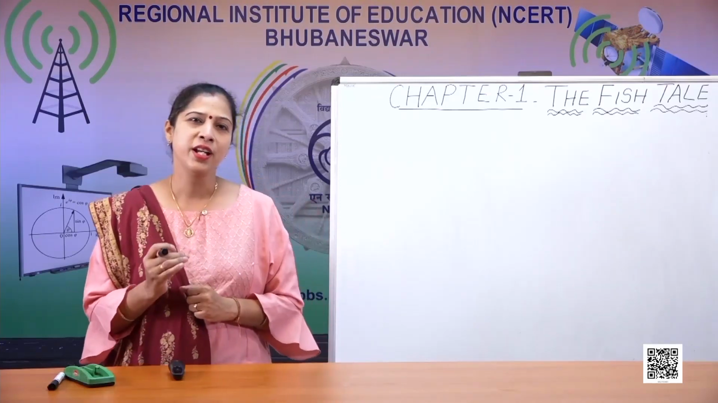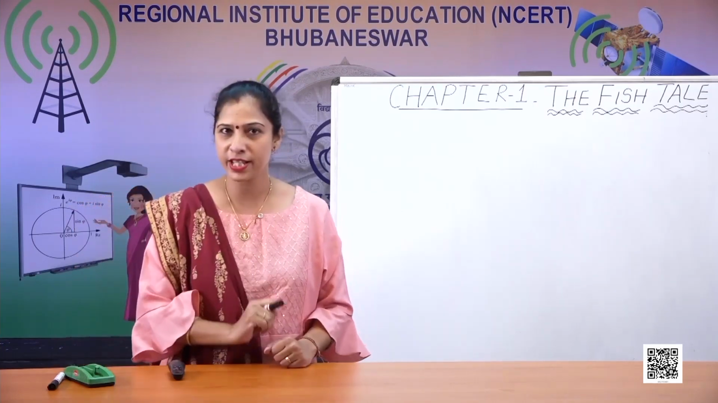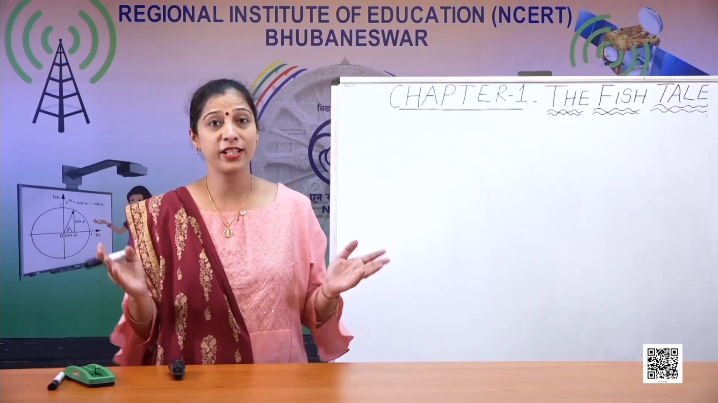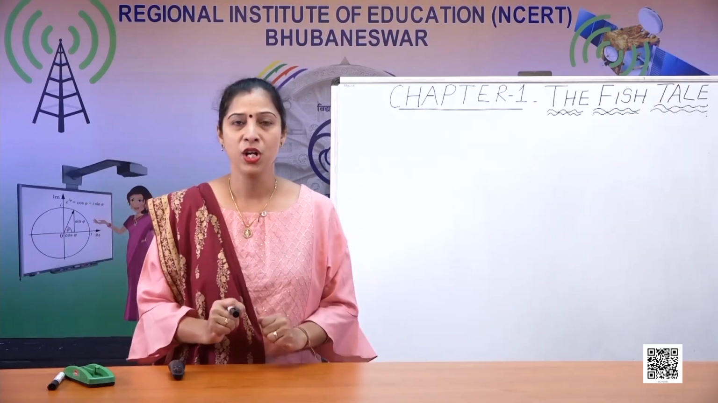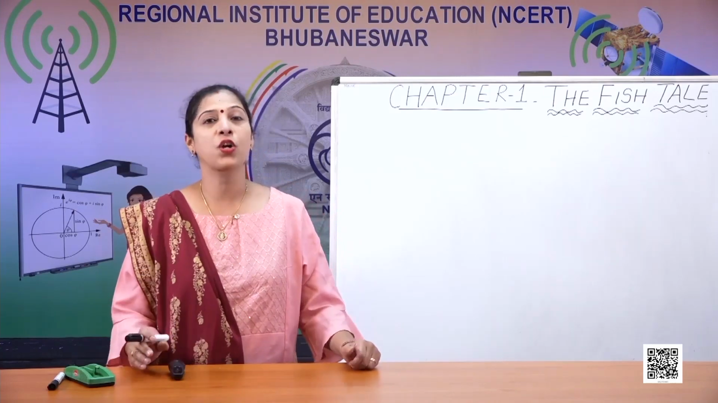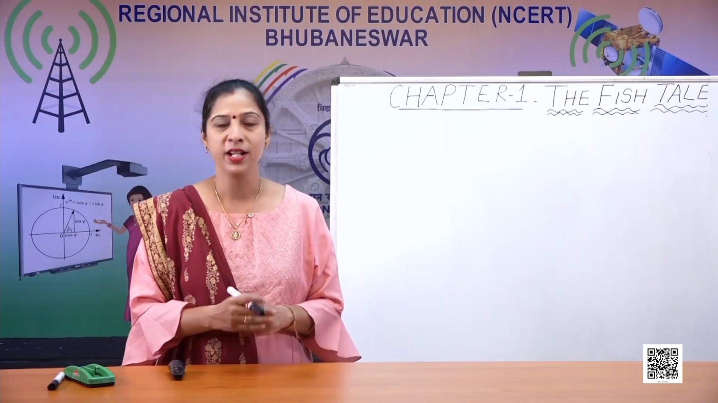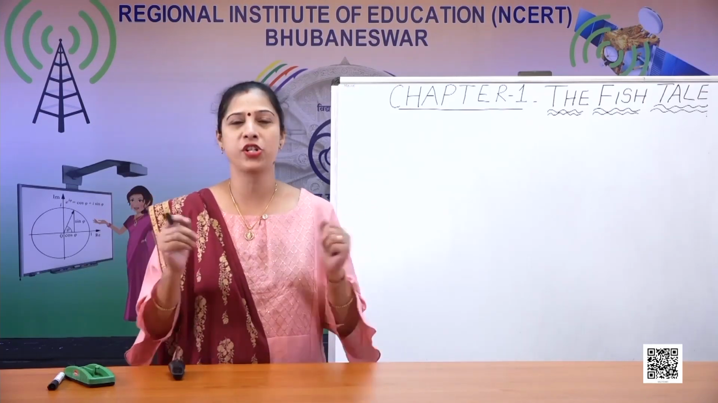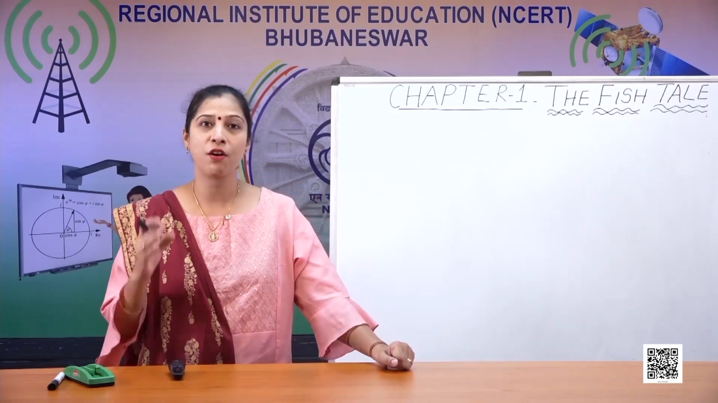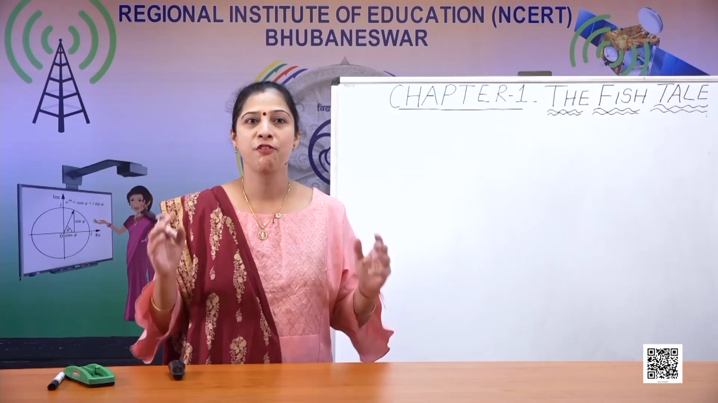Now children, from the beginning when you were in nursery, you must have heard this poem. मछली जल की रानी है जीवन उसका पानी है. So the fish is the queen of the water. Whenever we think of any water, whether it is a river, a sea, or an ocean, we always think of fish only. First thing that comes to our mind is fish.